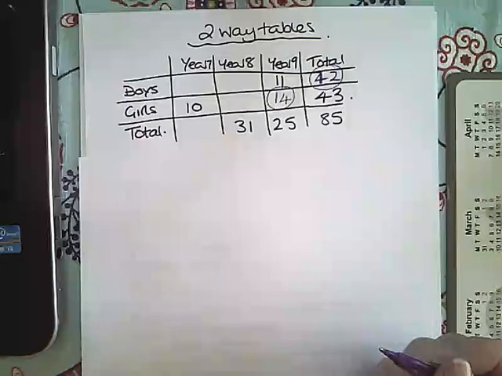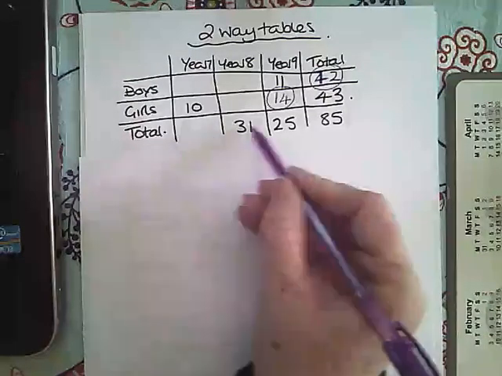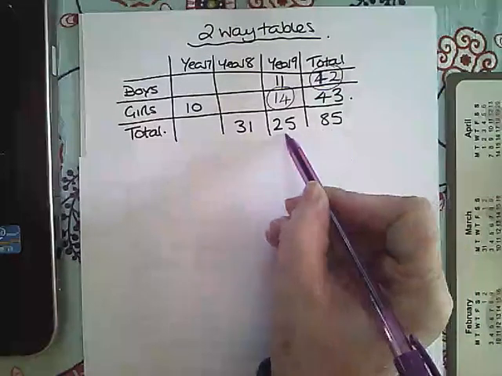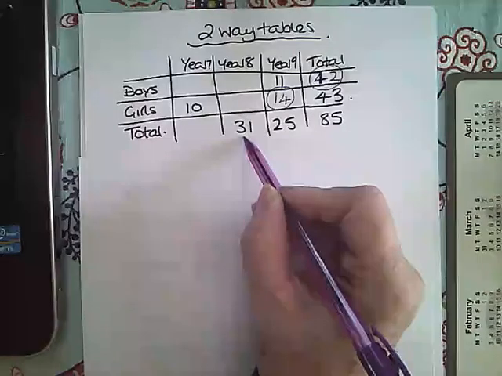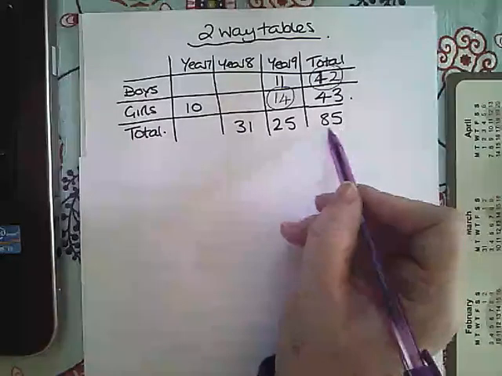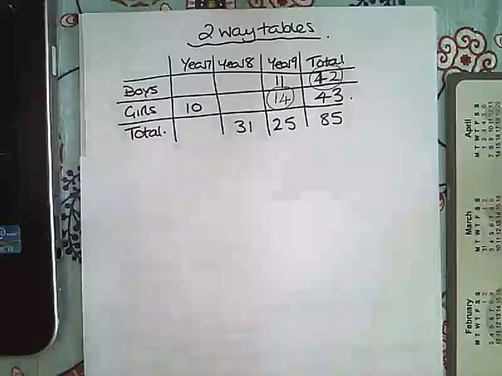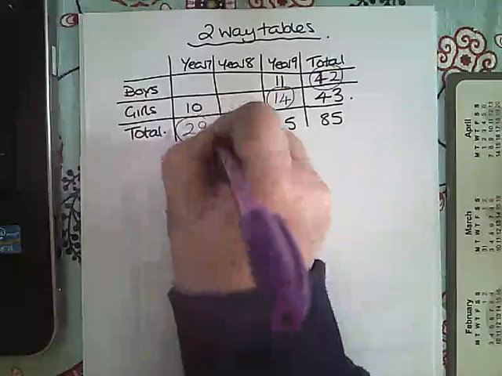I could fill in this one next as I work along here. There are 85 students in total, 25 in Year 9, 31 in Year 8. So if I do 85, take away 25, take away 31, that gives me 29 students in Year 7.